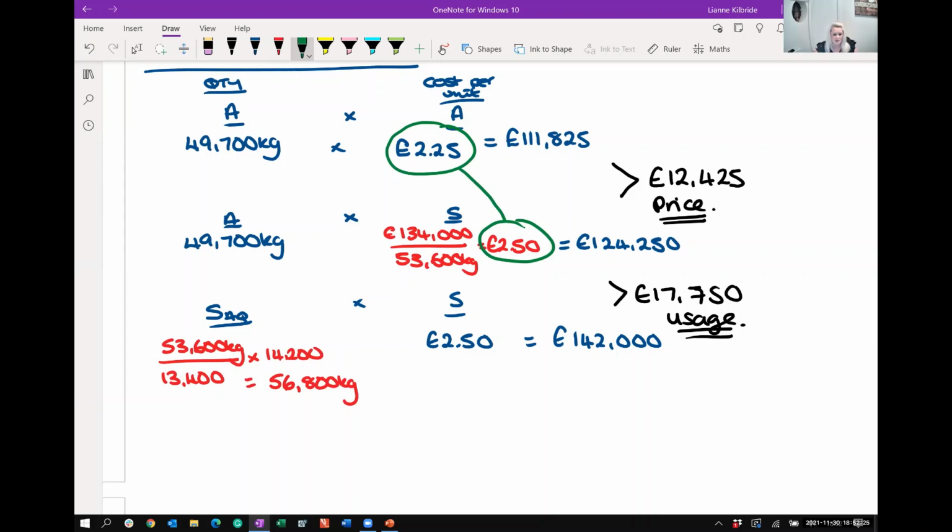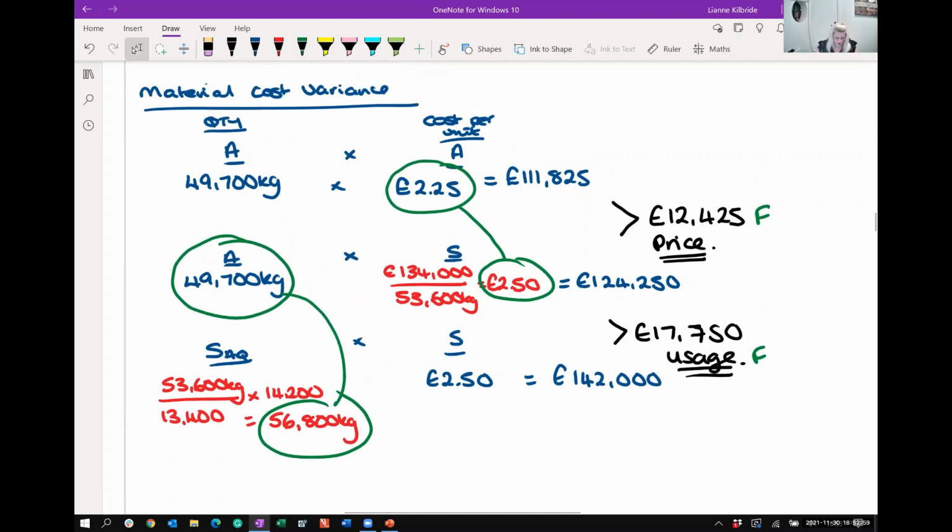And because we've actually spent less per kilogram, this is going to become favourable. Do the same with these two figures here. Compare these two together. We would expect to use 56,800 kilograms of material for the production of 14,200 units. However, we've only used 49,700 kilograms of material. So we've used less than expected, which is also another favourable variance.